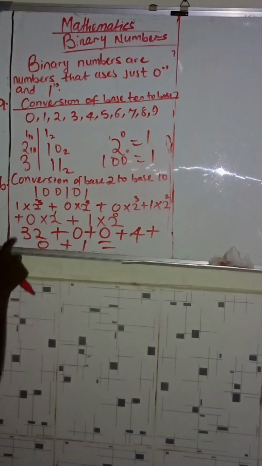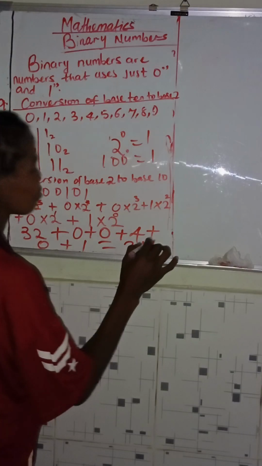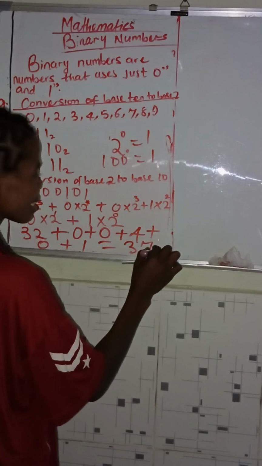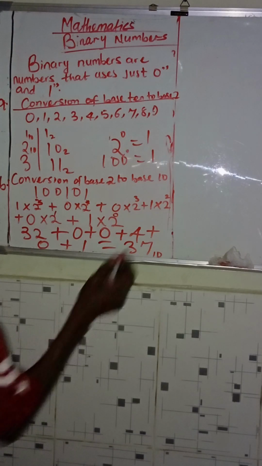Alright, so what do we have? 32 plus 4 plus 1. That's 32 plus 5, and that's 37. So our final answer is 37 base 10. Do you understand that? So we'll go another round.